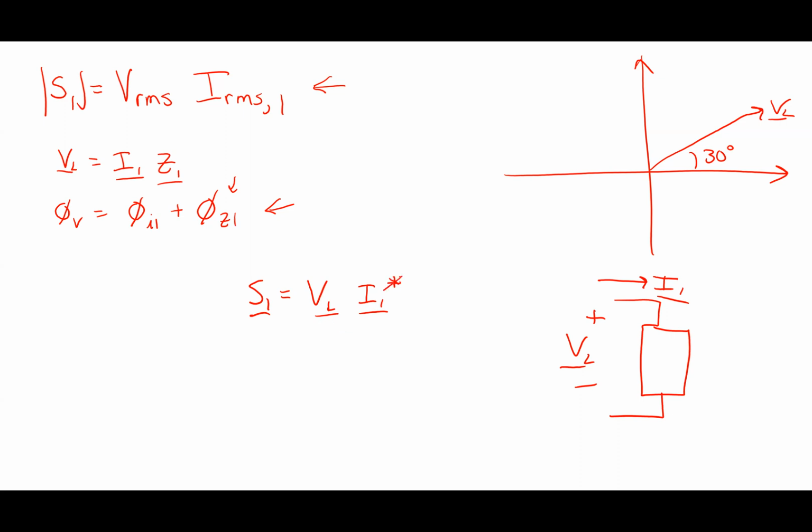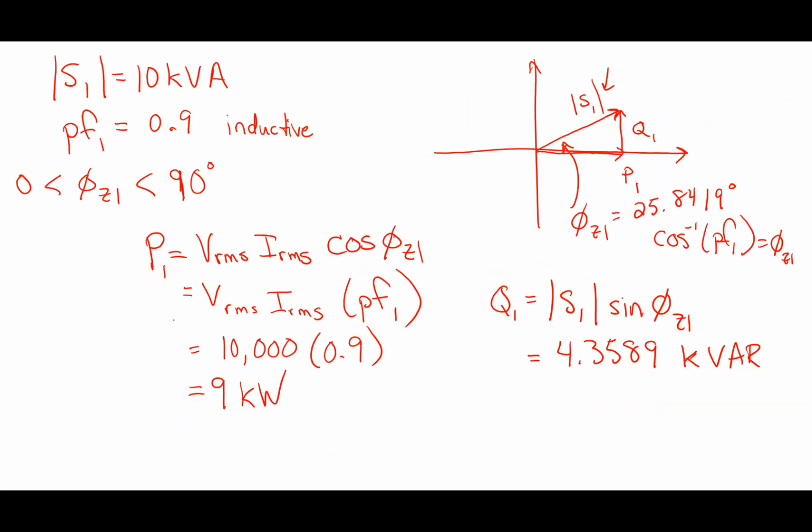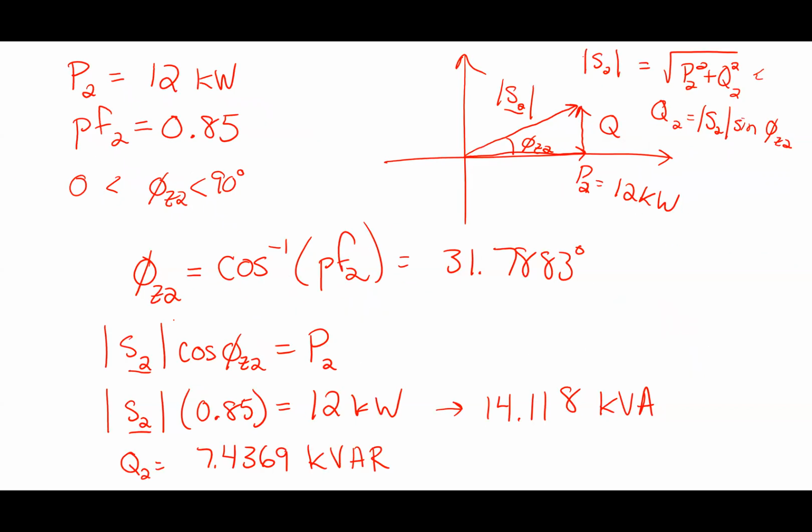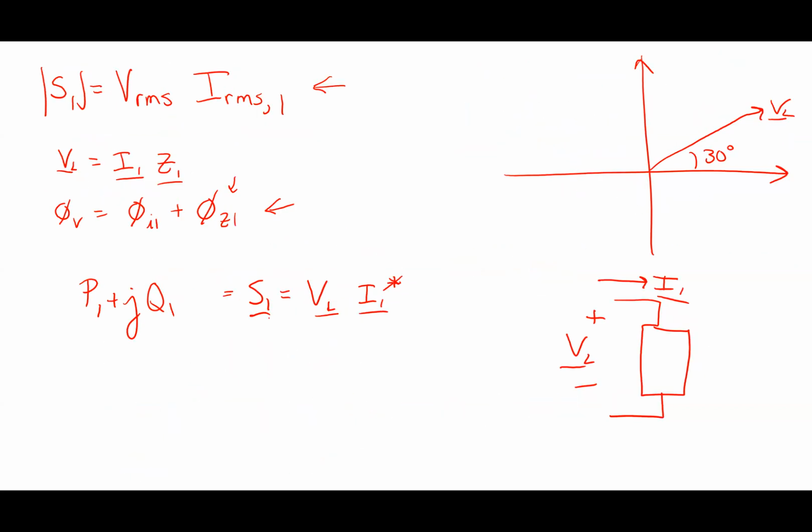So what I actually did was I did it like this, right? And I know the S1 vector, because what is it? It's P1 plus JQ1. Because we just solved for those, right? We solved for P1 and Q1. So what I did was I actually put them in as a vector, and I took that vector and divided it by the voltage vector and got another vector. That's another way to do it. Both of those methods will work.